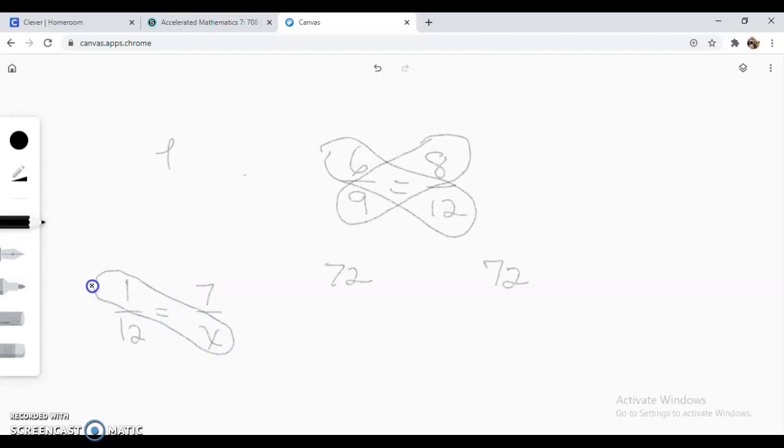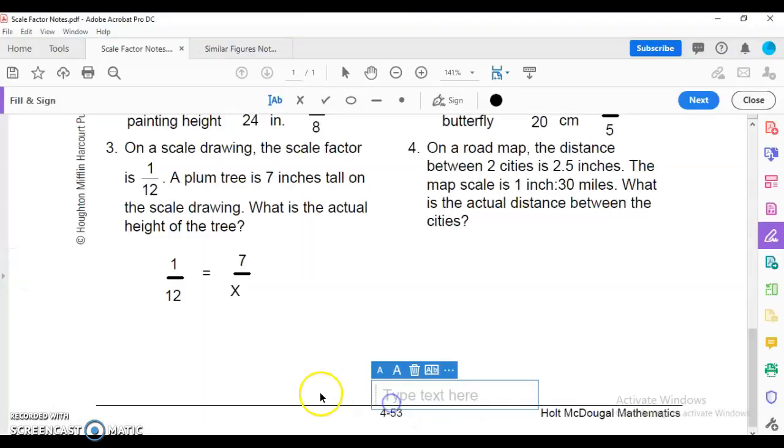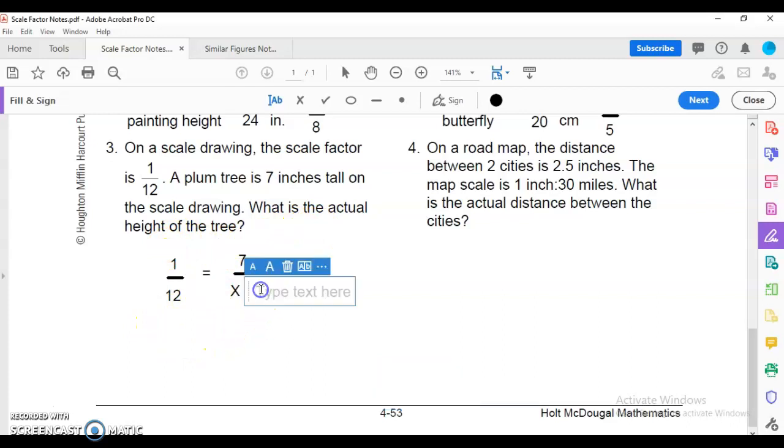Okay, so now let's do our cross products. I'm going to cross here. 1 times X is X. And then I'm going to cross here. And 7 times 12 is 84. See that? So when I go back to my scale factor, then it says, what is the actual height of the tree? The tree is 84 inches. And there you go. That is how you do scale drawing.